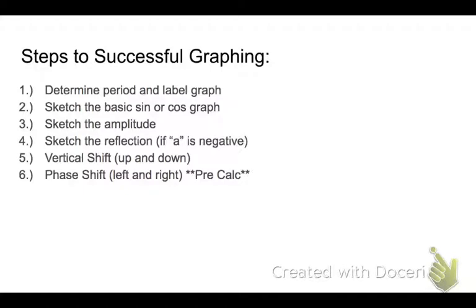Today we're going to go through a couple of examples on graphing trigonometric functions, specifically sine or cosine. I want to draw your attention back to the notes we took yesterday on the steps for successful graphing. The first step is to determine the period and label your graph accordingly. Then you're going to sketch the skeleton or base graph, either sine or cosine. Sketch the amplitude, reflecting if A is negative. And then we'll go up or down with our vertical shift.